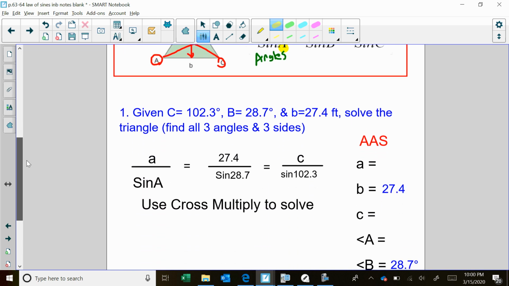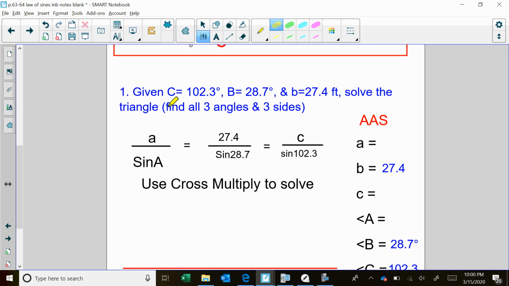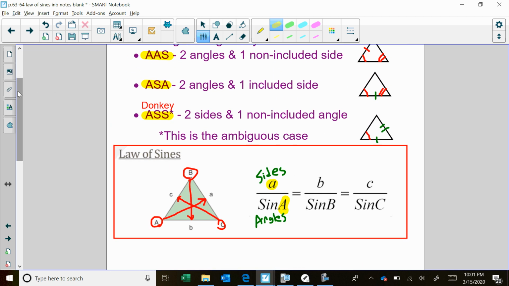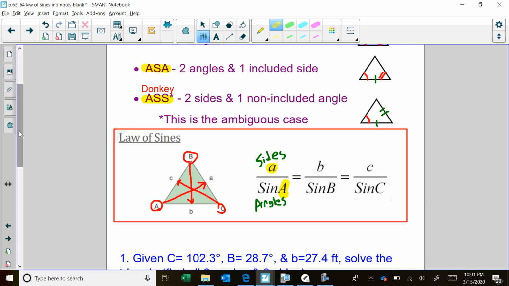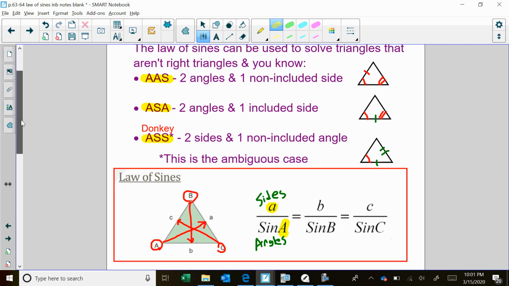So this first problem asks us to find all 3 sides and angles, except for the fact that they gave us 3 of them. So we really don't need to find 6 pieces of information. We only have to find 3 pieces of information. And this is also an angle-angle-side triangle. So law of sines only works for these 3 types of triangles. And today we're only going to be doing the top 2. Tomorrow we're going to work on what's called the ambiguous case, the one that doesn't really exist.